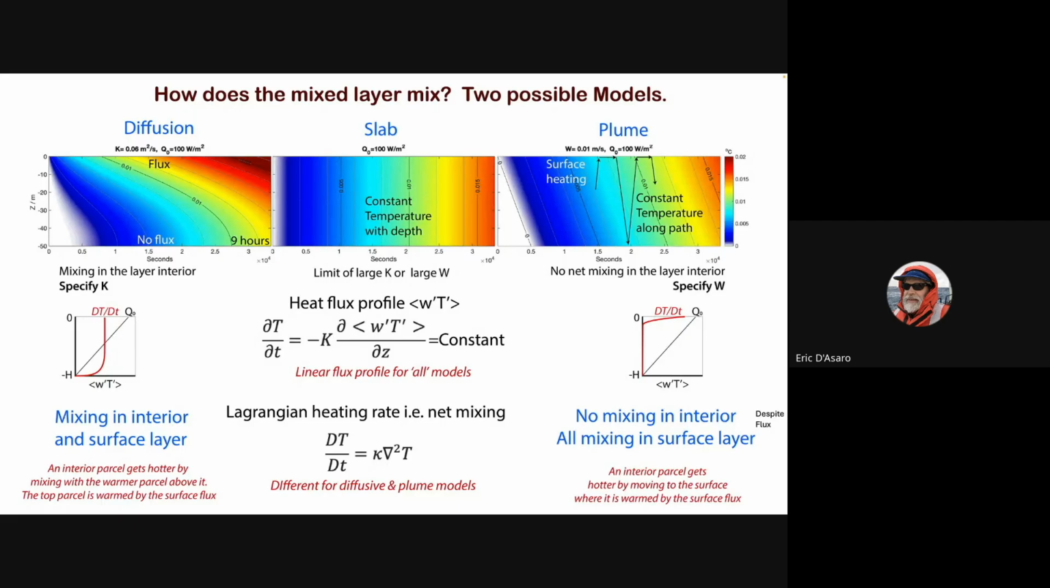In the limit of either really big W or really big diffusion, that time lag goes to nothing, and I get a slab model. It's basically constant temperature with depth. If it's constant temperature with depth and it heats, then the buoyancy flux, the heat flux, must necessarily be a straight line. So almost all models of this system will have a heat flux profile that's a straight line, because you wouldn't publish a model that didn't have one. So the buoyancy flux profile is meaningless. It just has to be a straight line.